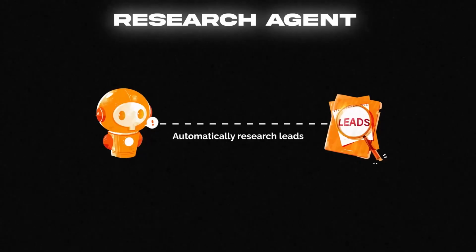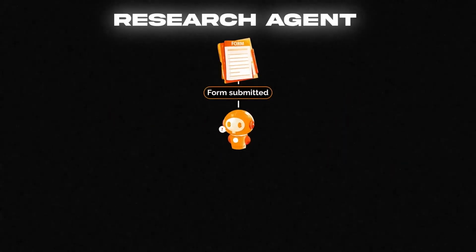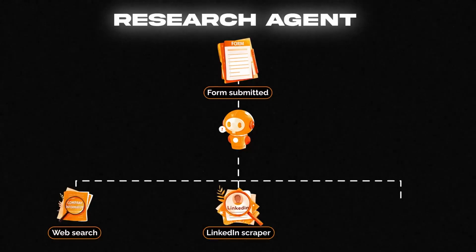Another real-world agent use case, and one of my favorites, is a research agent. These can help businesses by automatically researching leads that come in through their website or elsewhere. When someone fills out a form, the agent can spring into action and start searching the web for information on the company, finding the LinkedIn profile of the person they're going to get on a call with, and gathering any other valuable data that it can find.